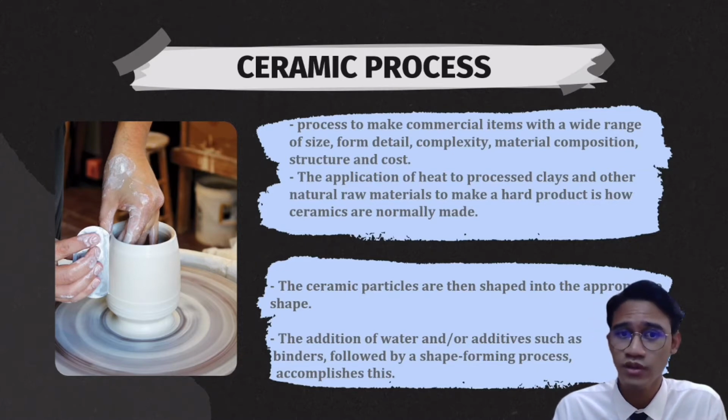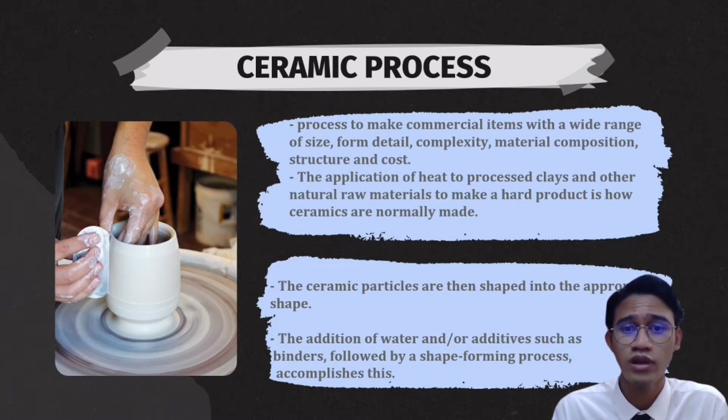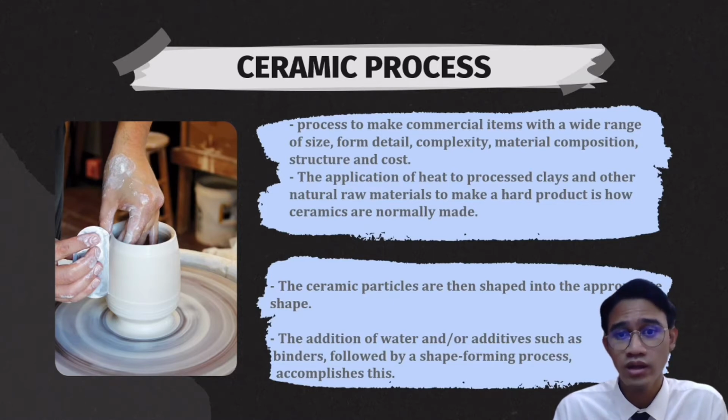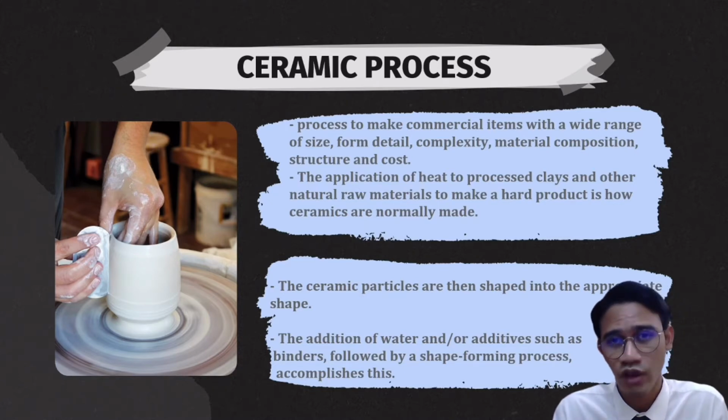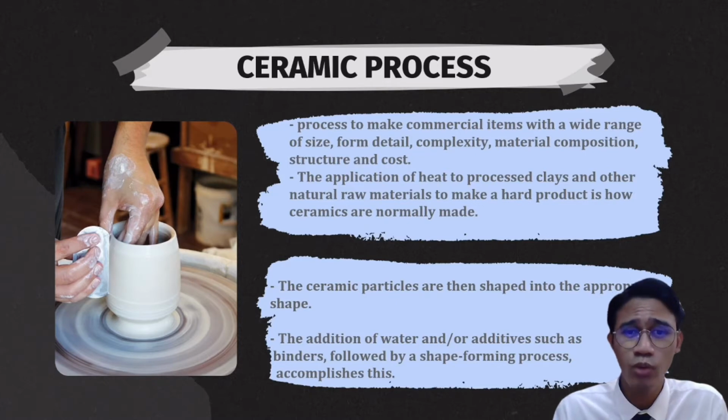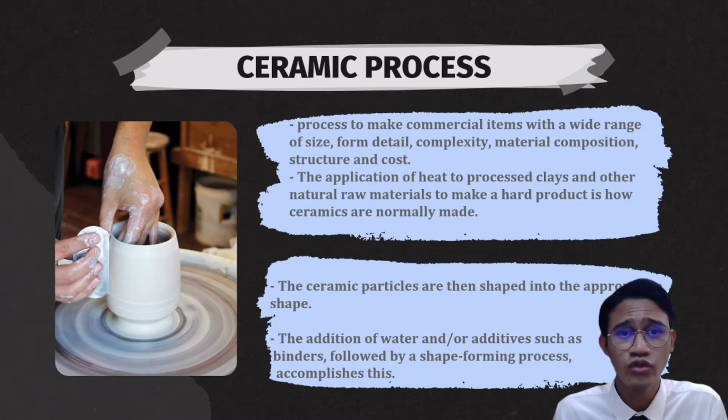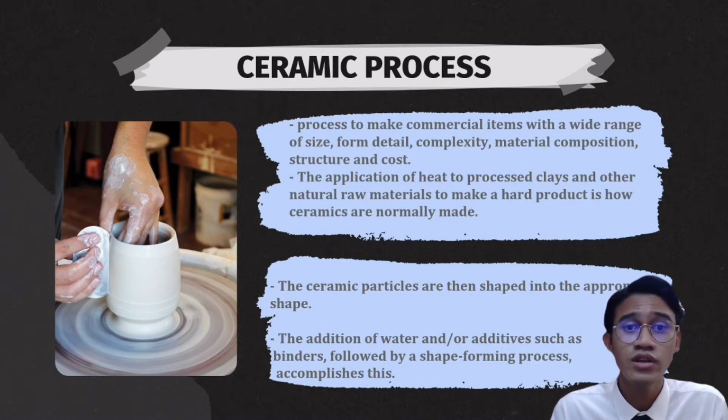The next step is to form the ceramic particles into the desired shape. This is accomplished by addition of water or additives such as binders, followed by a shape forming process. Some of the most common forming methods for ceramics include extrusion, slip casting, pressing, tape casting, and injection molding. After that comes sintering, to produce a rigid finished product.